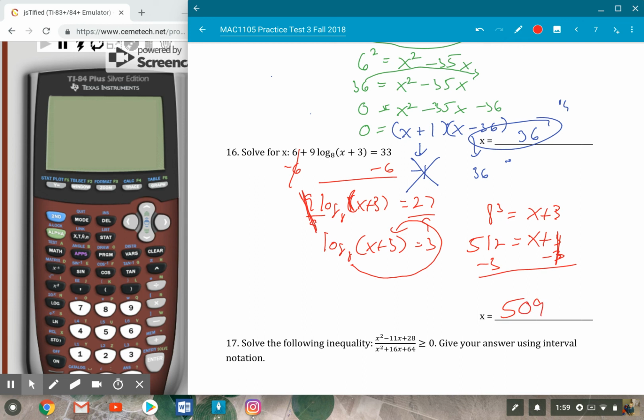And that's going to give me a positive solution within the log. I could put 509 plus 3. It gives me 512, not a negative. So that is within the domain.